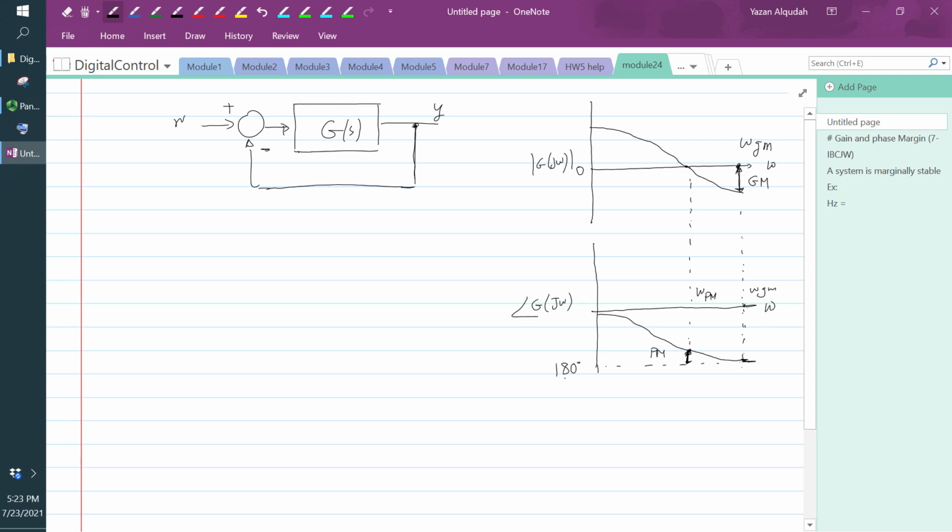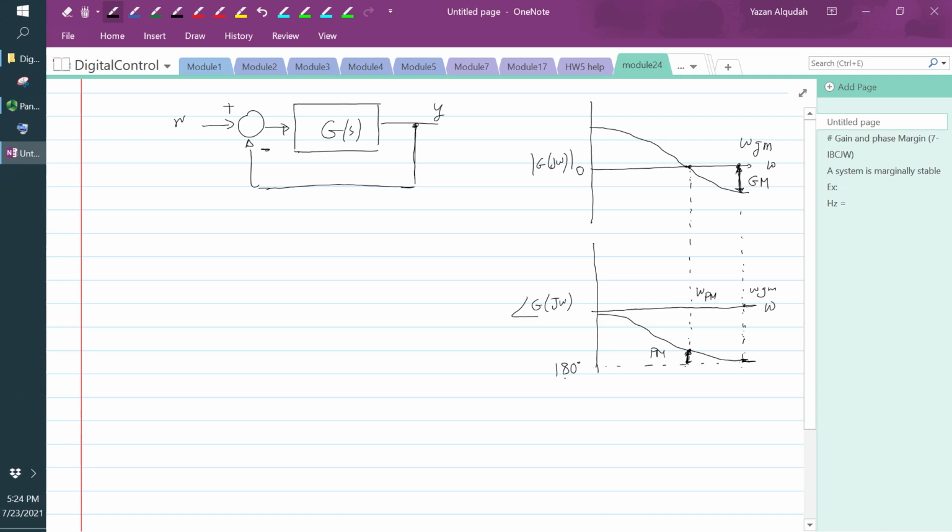So from this graph, if you look at the Bode plots, you can easily determine the gain margin and phase margin. When the phase is equal to 180 degrees, that will tell me what the gain margin is. So this is defined as the gain margin, where the magnitude is equal to 0. This phase from 180 to the curve is the phase margin.